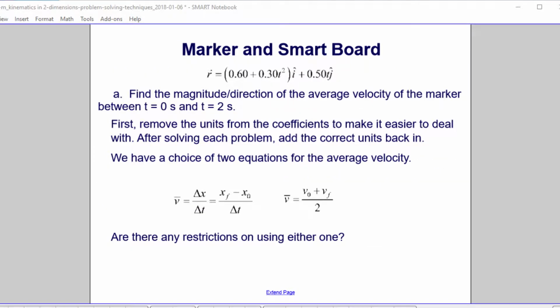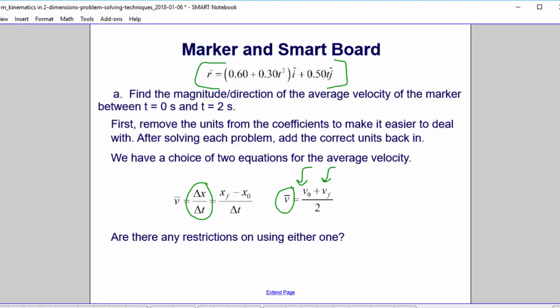Find the magnitude and direction of the average velocity of the marker between t equals 0 and t equals 2 seconds. First thing we're going to do is get rid of the units from the coefficients to make it easier to deal with. Later on we can put the correct units back in if we'd like. Now we have a choice of two equations for the average velocity. One is the displacement, or change in position, over time. The other is that the average velocity is the initial plus final velocity, divided by 2.